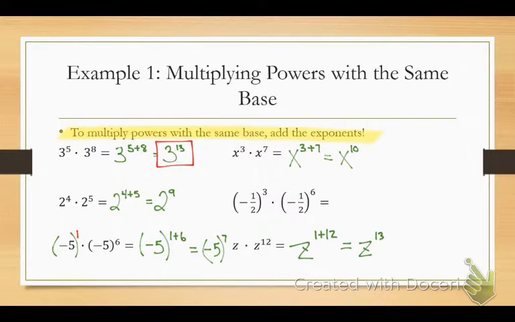So now let's look at the fraction. Initially when we look at this, it looks difficult. But actually, it's not difficult. We just need to look simply at the base. Are my bases the exact same? Yes. They are both negative 1/2. You must keep it in parentheses. And then you can add the exponents because it is the exact same base in both terms. 3 plus 6 is? 9.